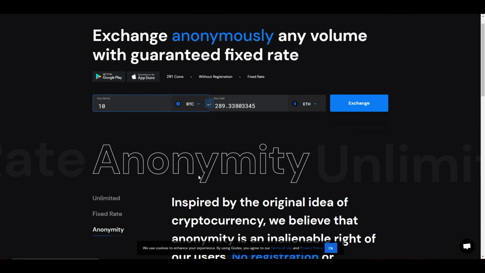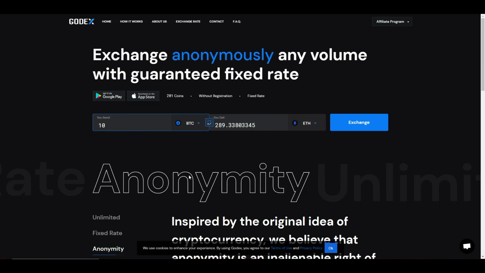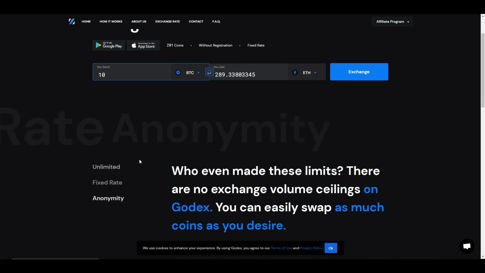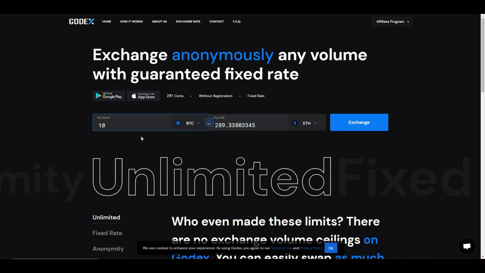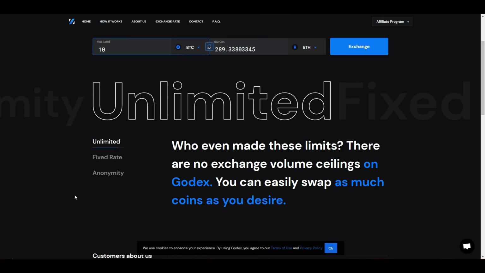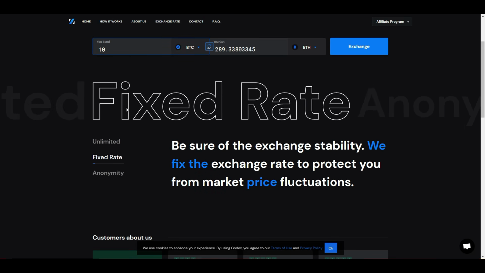I know me myself, guys, in crypto, a lot of the times I really do care about privacy. It's one of my biggest concerns. So finding something like this that gives me this anonymity, this is unreal, guys, and I love to see it. The fact that they're giving you the ability to do these things anonymously and really having your privacy down to a T. So you can see it here, unlimited fixed rate anonymity. And that's what it comes down to, guys.